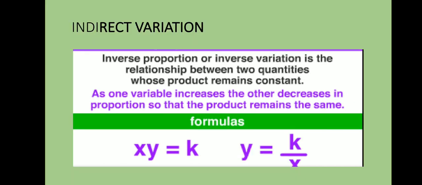Indirect variation. Indirect variation is the relationship between two quantities whose product remains constant. As one variable increases, the other decreases in proportion so that the product remains the same. The formula: xy is equal to k, y is equal to k by x.